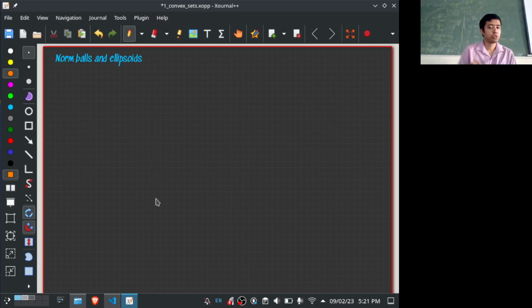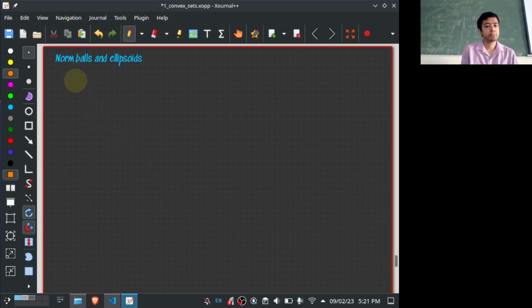So we'll first see some of these basic sets which we know are going to be convex or not, and then see that if we perform some operations, let's say I take a transformation of a certain convex set, is the transformed set going to be convex or not?